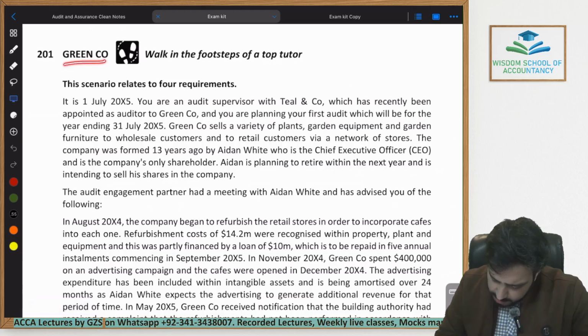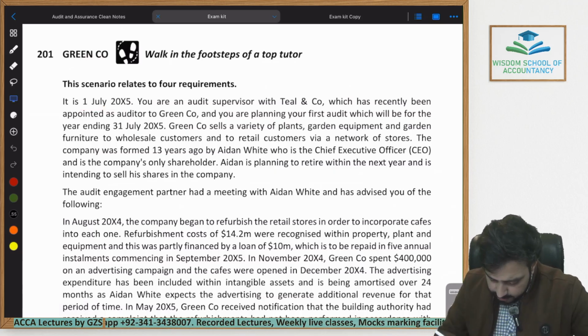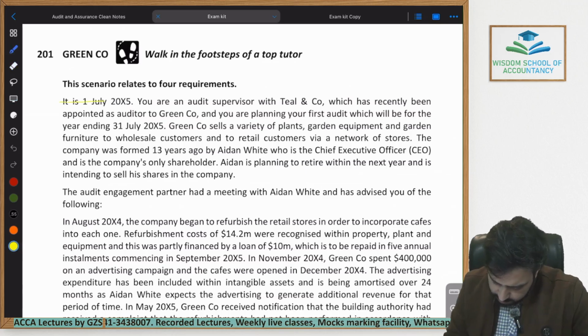Green Corporation. It is 1st of July 2015. Let me highlight this date. What is the date today? Let me highlight it first of all. So it is 1st of July.